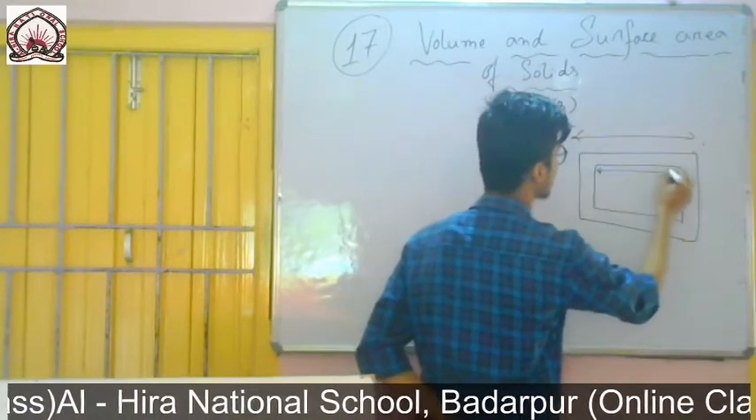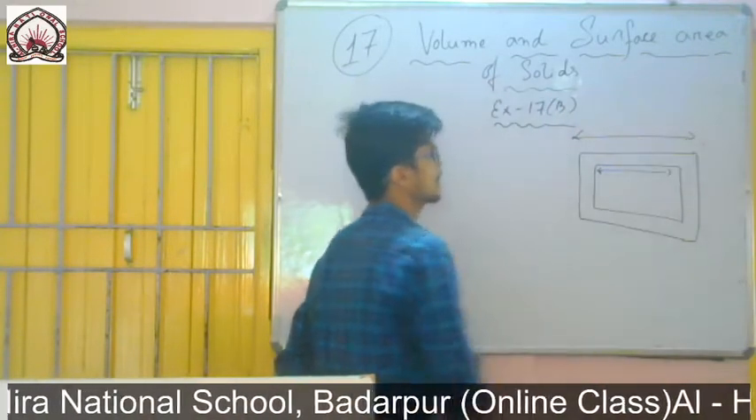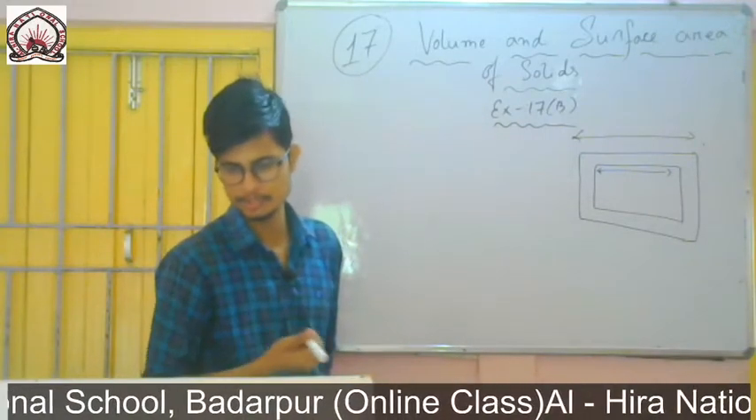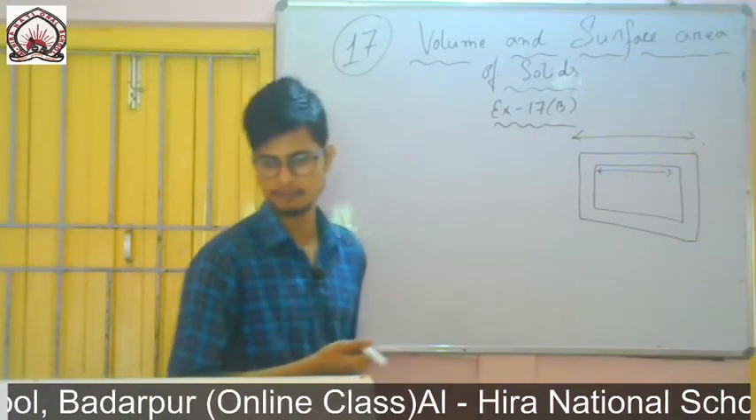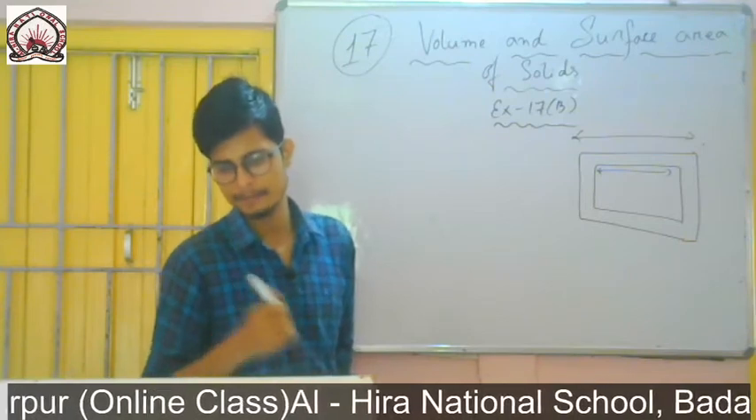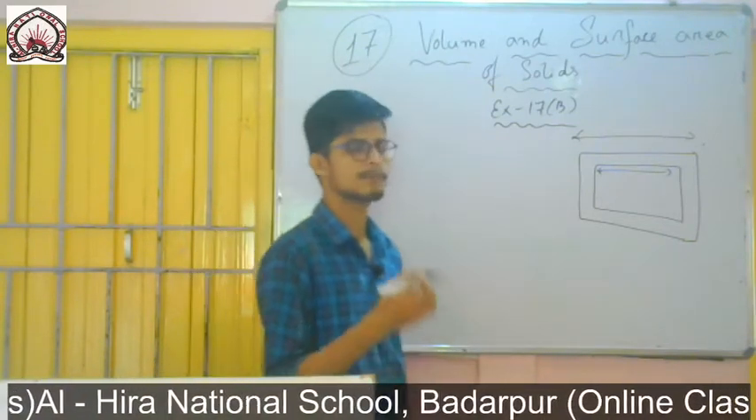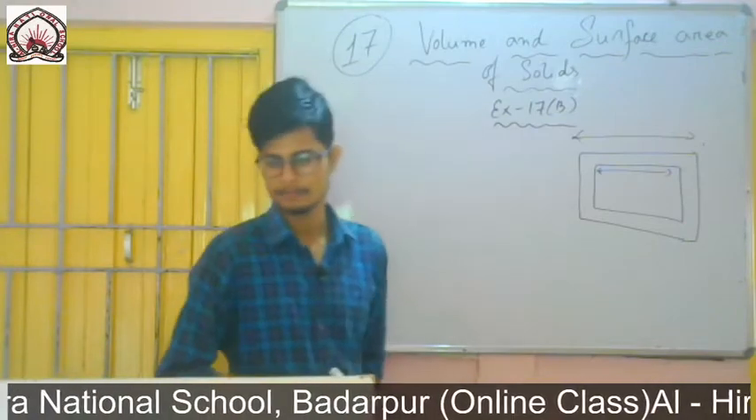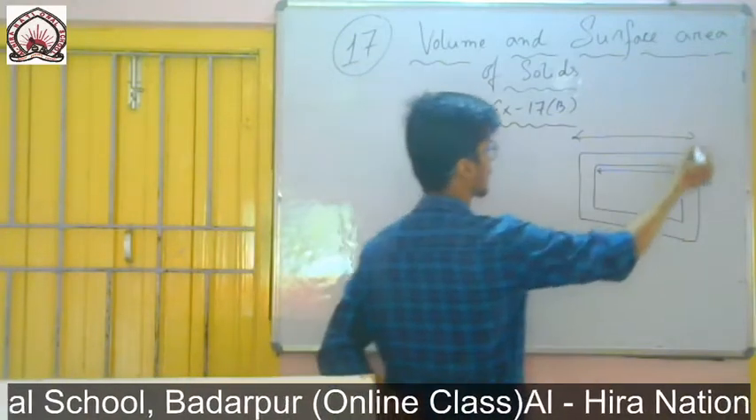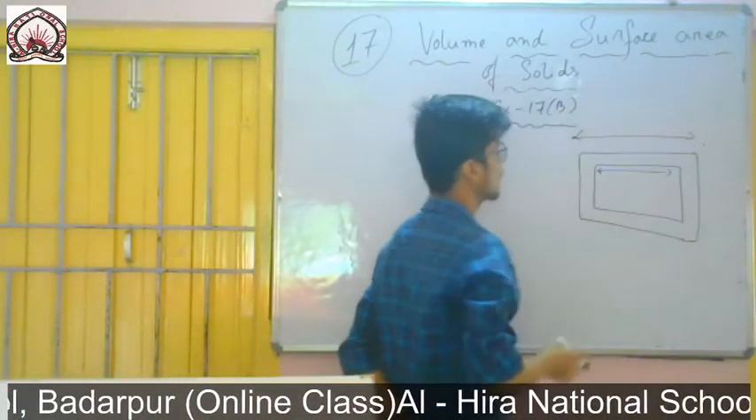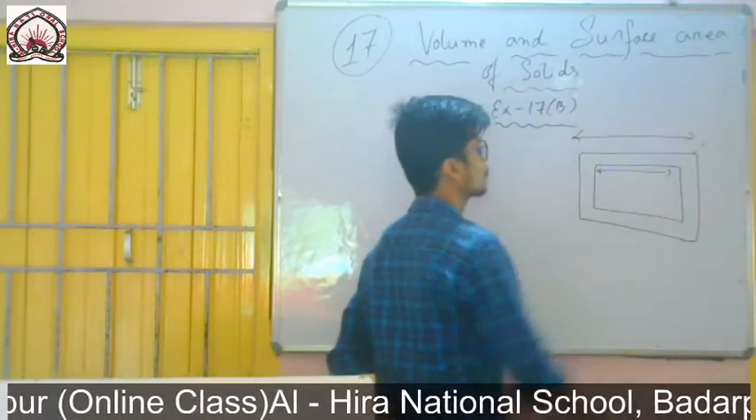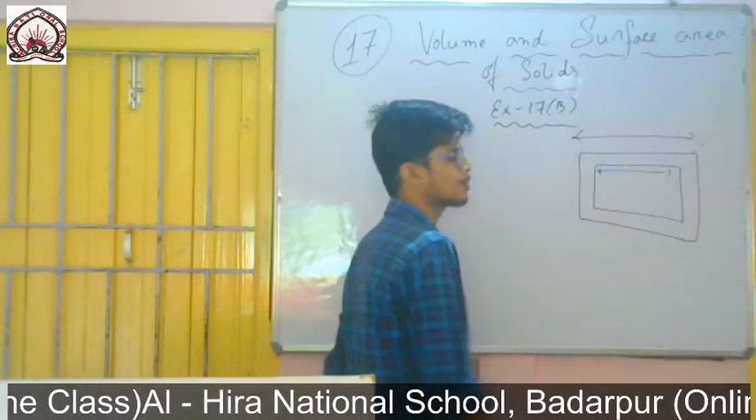So first of all, in the question external dimensions are given: 40 centimeter length, width 34 and height 30. So from that I can easily find the volume. If I find the external volume of the box, then I will find the internal volume. How to find the internal volume? We don't know the sides.